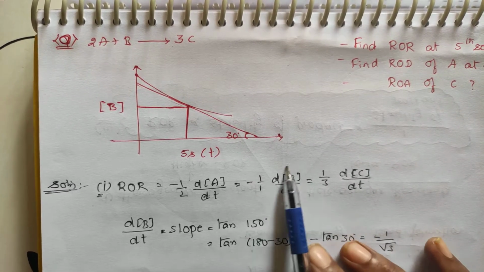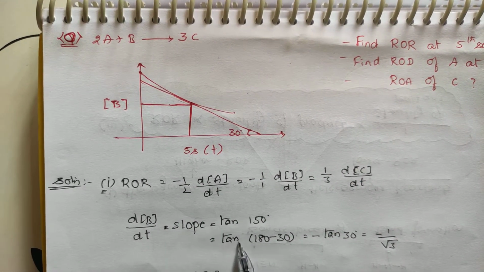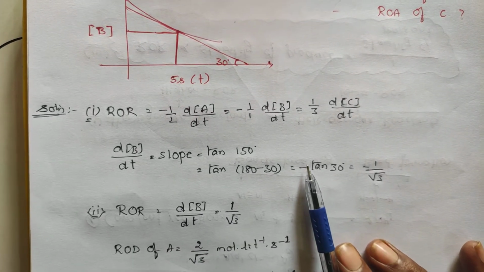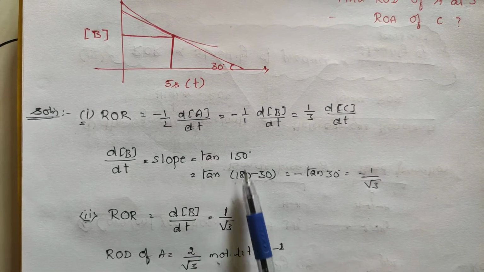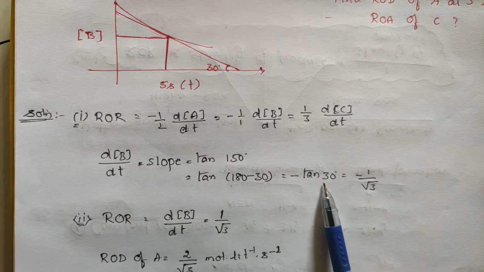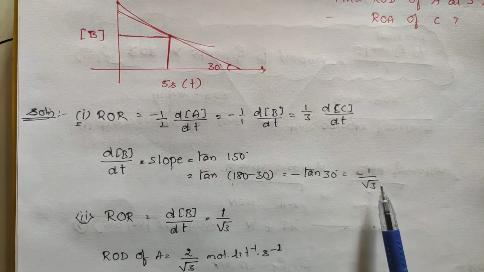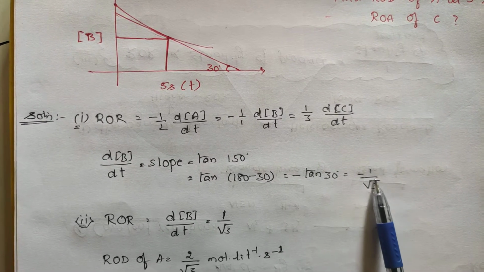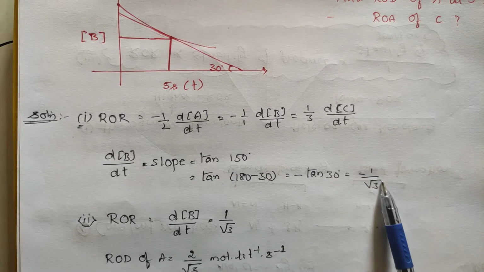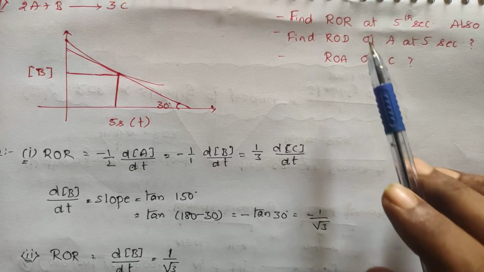So dB by dt, from this graph you can get dB by dt will be equal to the slope, that will be equal to tan theta. Tan theta is nothing but here you have got 150 degrees. So you will be getting tan of 180 minus 30, that is tan 150. So that you will be getting minus tan 30. Tan 30 value is 1 by root 3, so as you have minus here, it is minus 1 by root 3. So dB by dt value is equal to minus 1 by root 3. This is the rate of the reaction you can get from the graph at the 5th second.